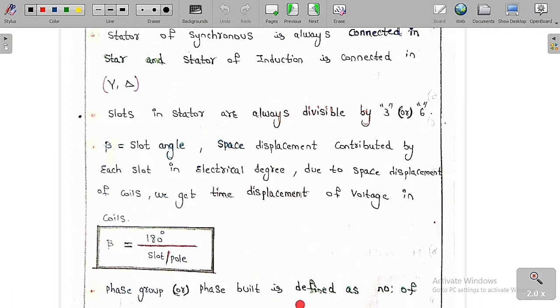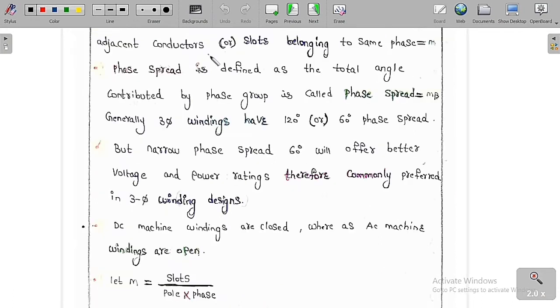Phase group or phase belt is defined as the number of adjacent conductors or slots belonging to the same phase. It is represented by the symbol m.